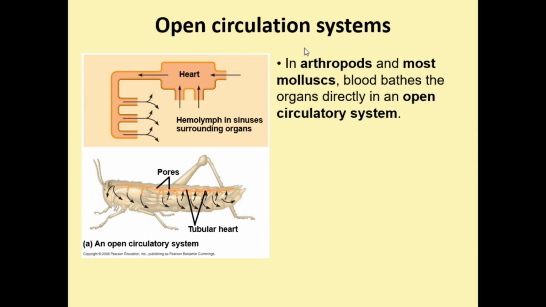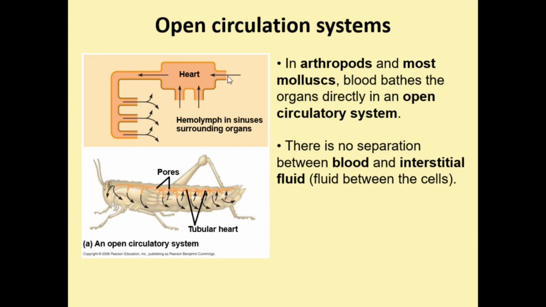So what we can see here is that in arthropods and most mollusks, blood will bathe the organs directly in an open circulatory system. So you can see that they have a heart and they have some blood vessels as well, which I'll explain in a second. But important to note is that unlike our system, which is a closed circulatory system, which I'll explain on the next slide, in arthropods and most mollusks that have this open circulatory system, they have a mixture of blood and interstitial fluid, and that's actually called hemolymph.